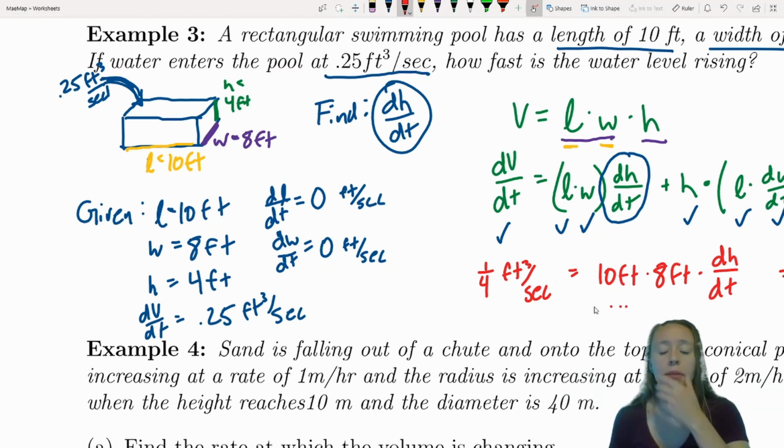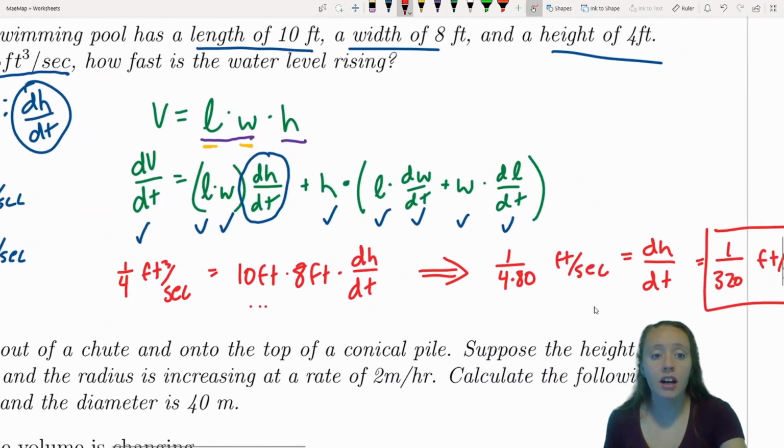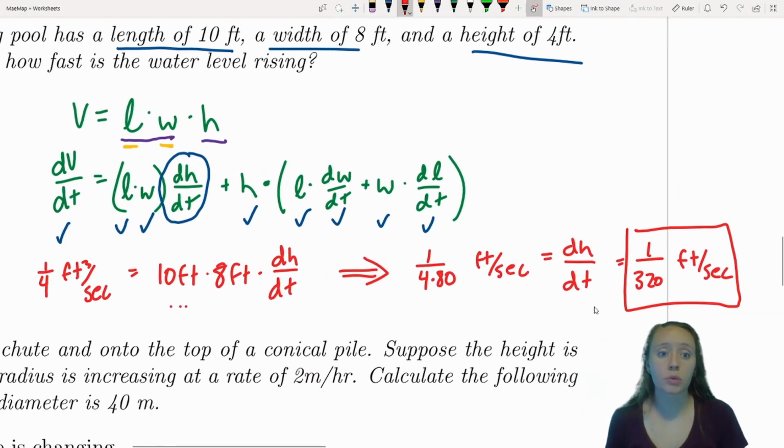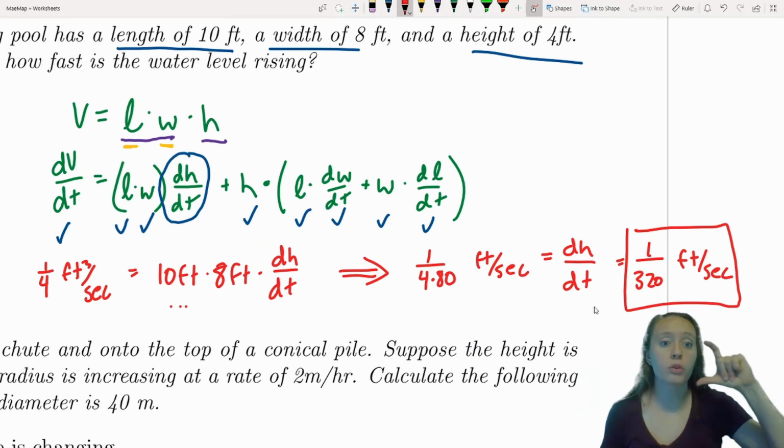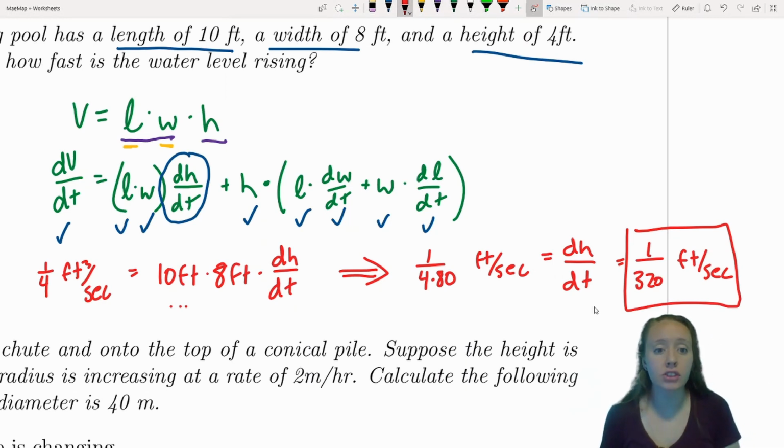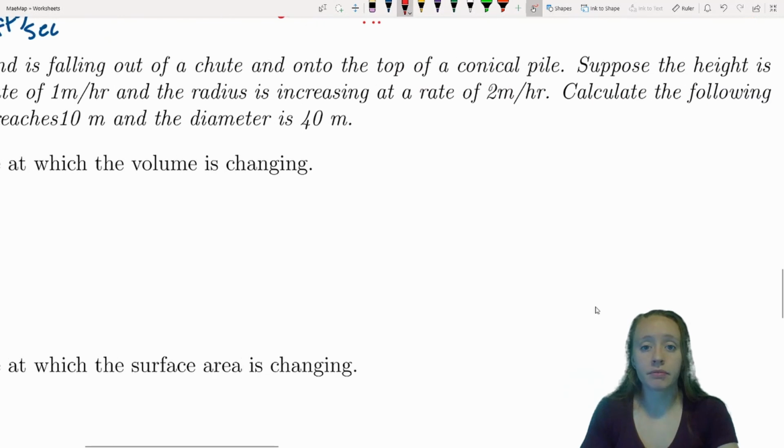And this is a good double check, because if we know that it's going to take the pool 1,280 seconds to completely fill up, we can take our final answer of 1/320 feet per second, and if we multiply that by the number of seconds, we should have the total height of the pool. So if it takes the pool 1,280 seconds to fill up, if I multiply that by 1/320, which is the rate at which the height increases, I'm going to get 4 feet. So our answer makes sense and checks out. Let's move on to our next example.